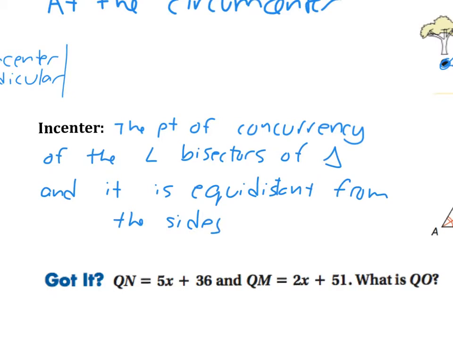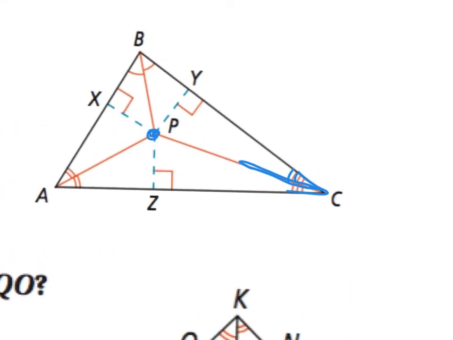The circumcenter, when you find it, that one's equidistant from the vertices because you cut the sides in half and you get equidistant from the vertices. This one, you cut the angles in half and now you're equidistant from the sides. So another cool thing, which means that YP, XP, and ZP are all congruent.